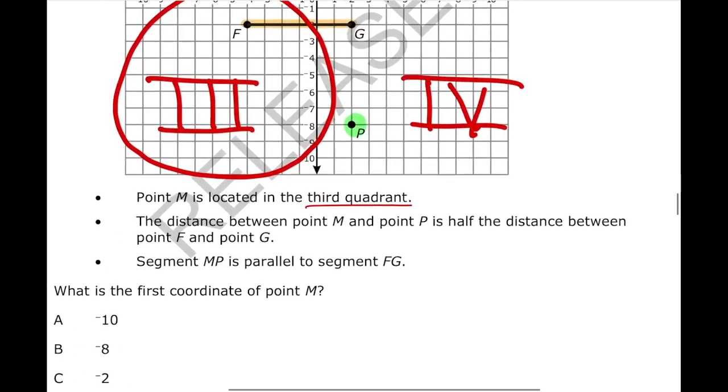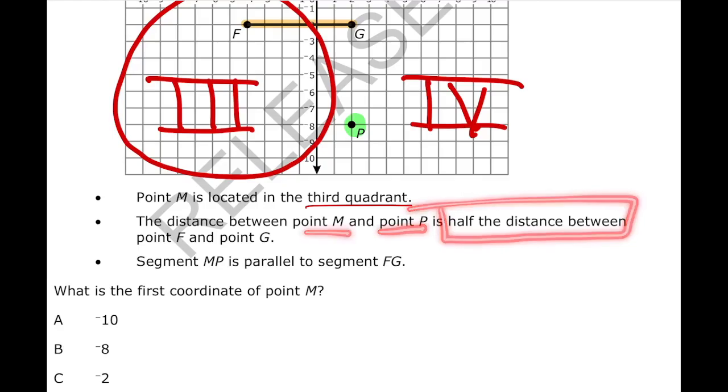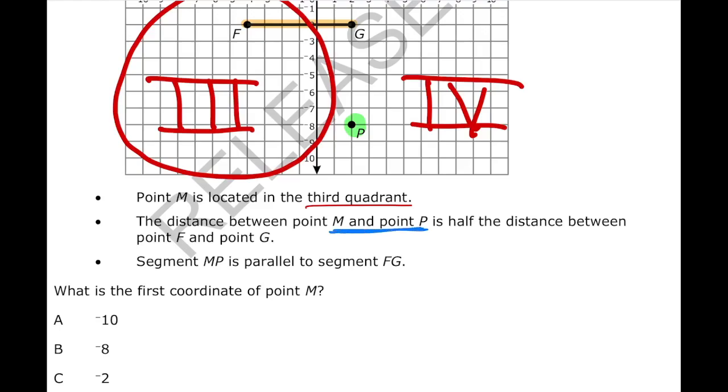All right, it then tells us that the distance between point M and point P is half the distance between point F and point G. So when I analyze that, it's telling us that this distance right here between M and P is going to equal half the distance that exists between F and G.